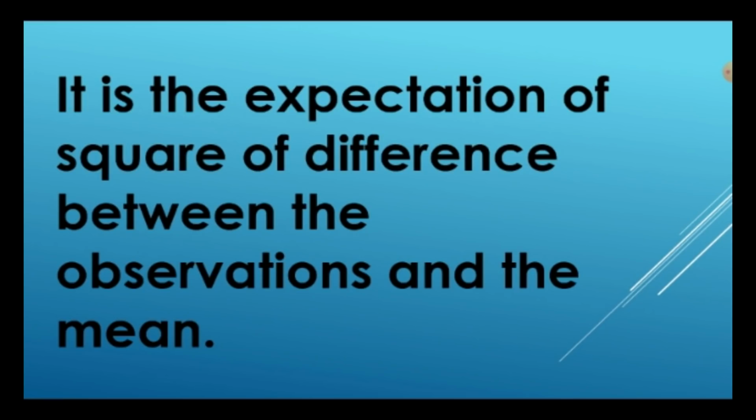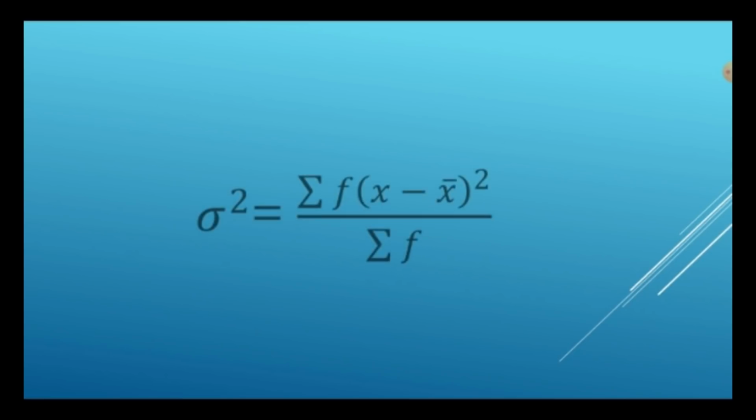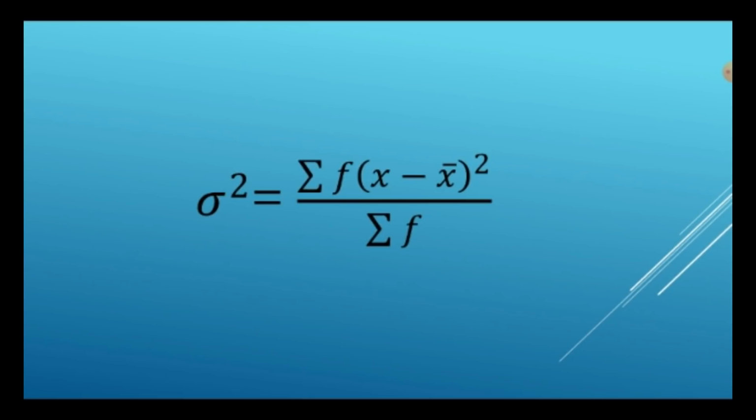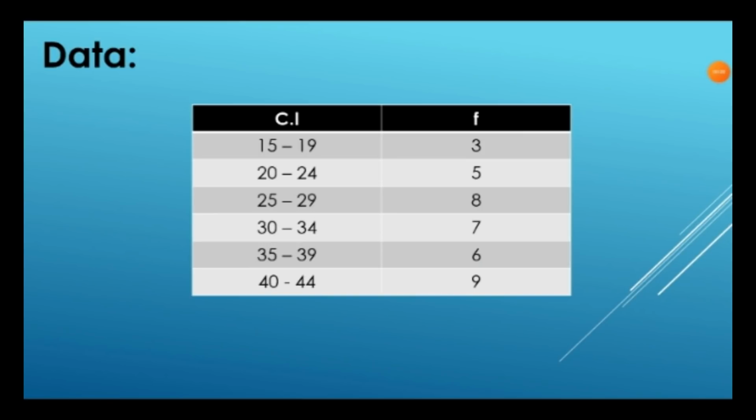Variance for group data. Students, as you know that variance is the expectation of a square of difference between the observations and the mean. The formula of variance for group data is sigma square equals summation f into x minus x bar whole square upon summation f. Students, let's suppose we have the data, class interval and frequencies are given. So first of all, you have to find out the mean.